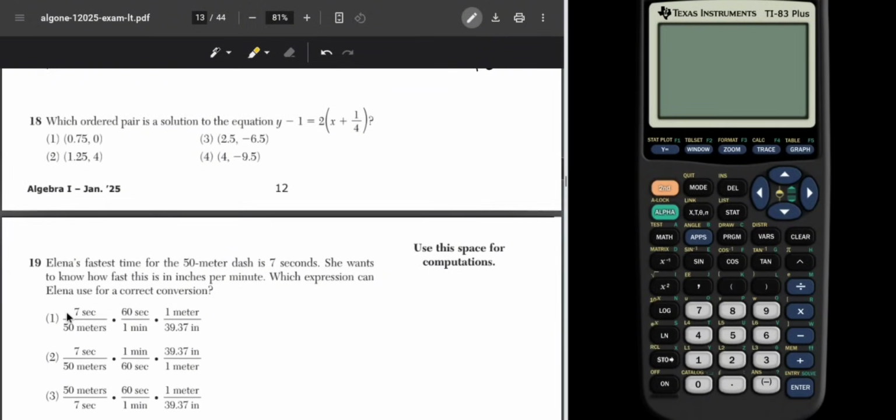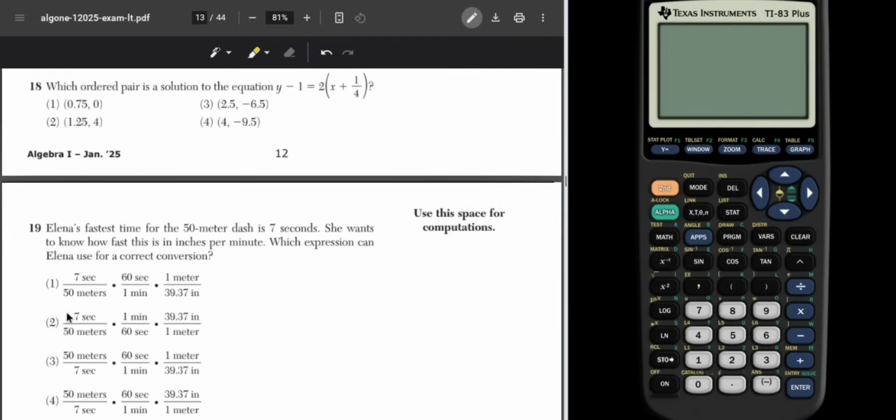Now, question 18 says, which ordered pair is a solution to the equation y minus 1 equals 2 times x plus 1/4? Graph on your calculator. But first things first, I can't just put this in my calculator. So what I'm going to do is I'm going to rewrite it. So I'm going to add 1 on both sides. I'm going to rewrite it as y equals 2 times x plus 1/4 plus 1. And I'm going to go to my calculator.